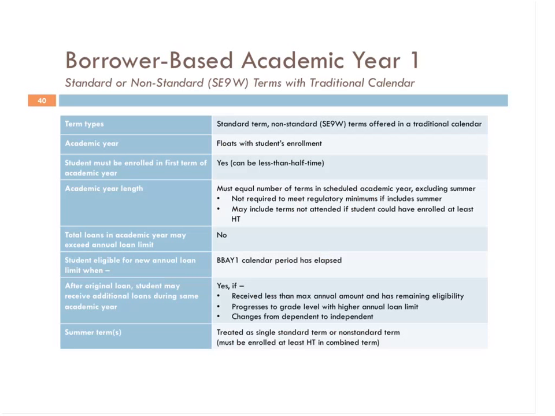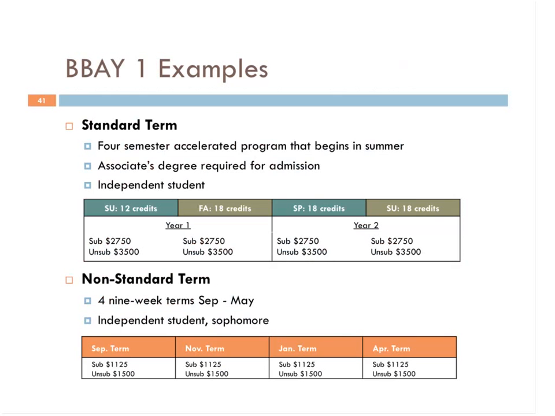This chart outlines the borrow-based academic year 1. And again, it floats with the student's enrollment. And here's a borrow-based academic year 1 example. It's a standard term, 4-semester accelerated program that begins in the summer. It requires an associate degree for admission, and this is an example of an independent student. So you can see across the top bar the number of credits the students enrolled in each of the terms, and then you can see the distribution of financial aid for each one of those terms.